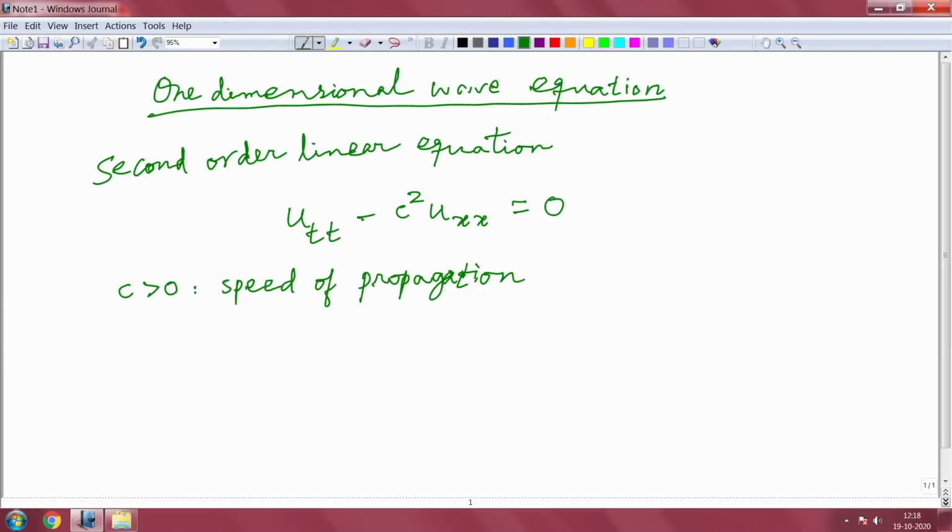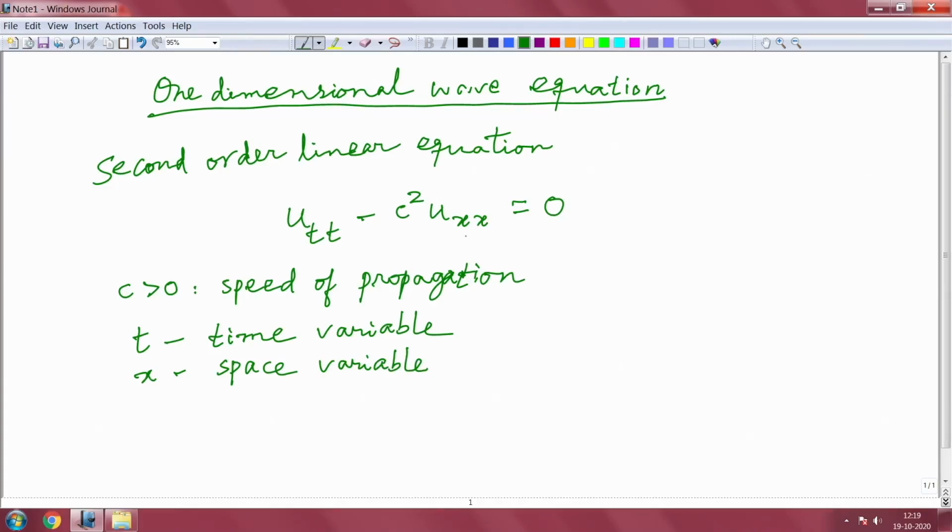So, this t is the time variable, and x is the space variable. It is called the one dimensional wave equation because x is a real variable.